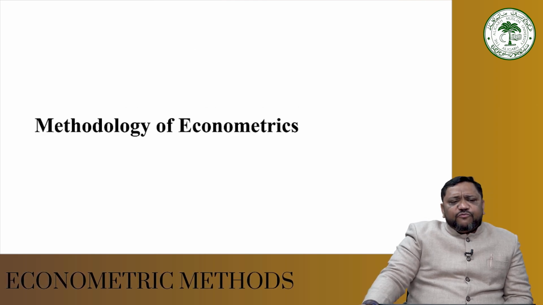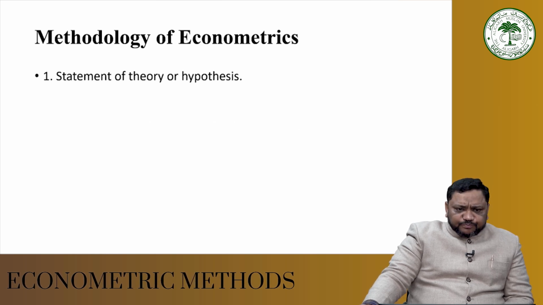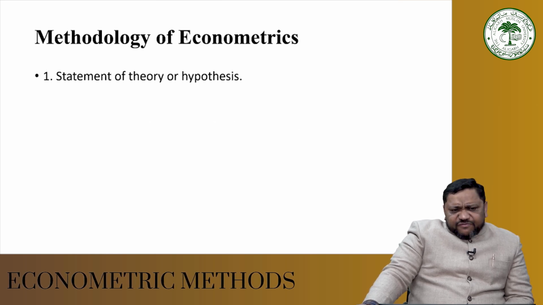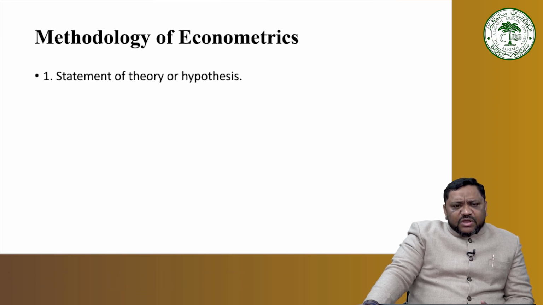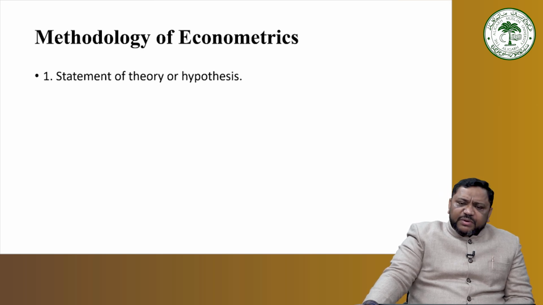Next, we move on to the methodology of econometrics. The first is the statement of theory or the hypothesis. Here, we discuss the steps in econometric analysis. There are basically 8 steps. Let us take the fundamental psychological law, also known as the absolute income hypothesis, or commonly known as the consumption function, as given by Keynes.